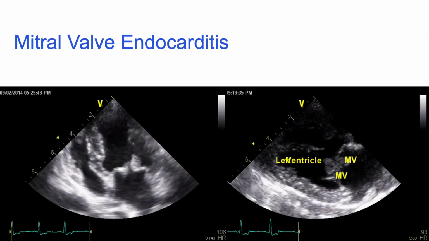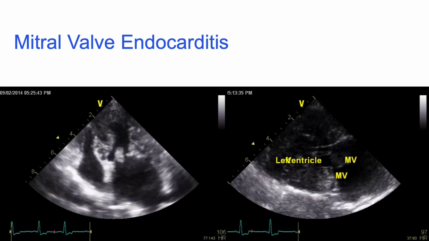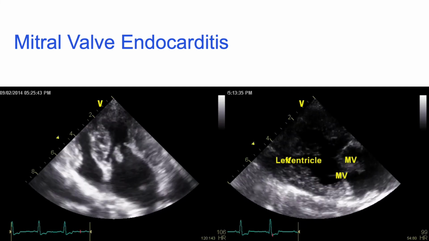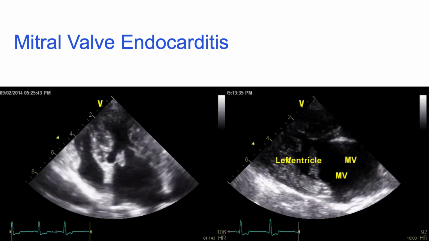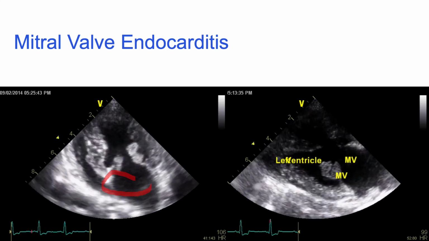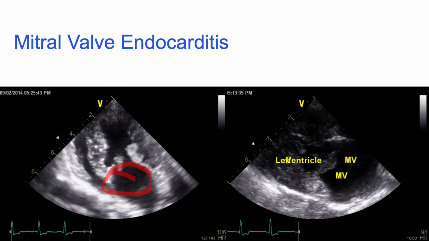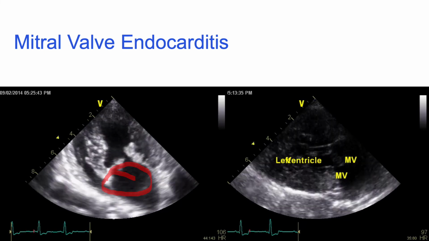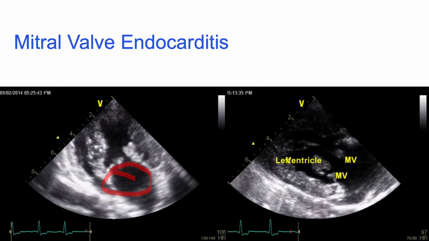This animal had mitral valve endocarditis affecting the mitral valve, and you can see a large vegetation on both of these views. On the left-hand panel, you can see a thick oscillating structure that bounces back into the left atrium from the mitral valve. And again, you can see evidence of that on this parasternal long axis view on the right side as well.